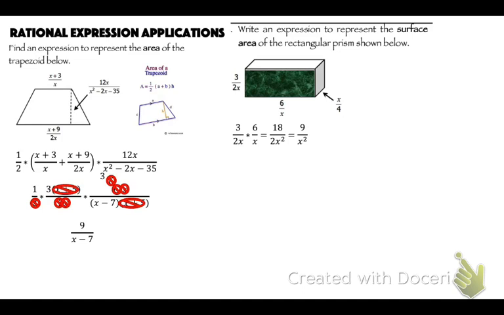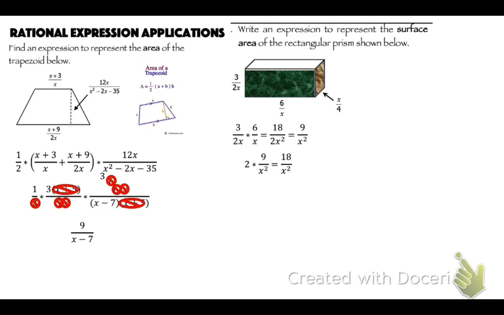Now, if you think about this, this is the same as the area on the back side of this, right? So we have two sides with that same exact area, which means I am going to multiply 2 times the back side of this. So that's going to be 2 times 9 over x squared, which is 18 over x squared.